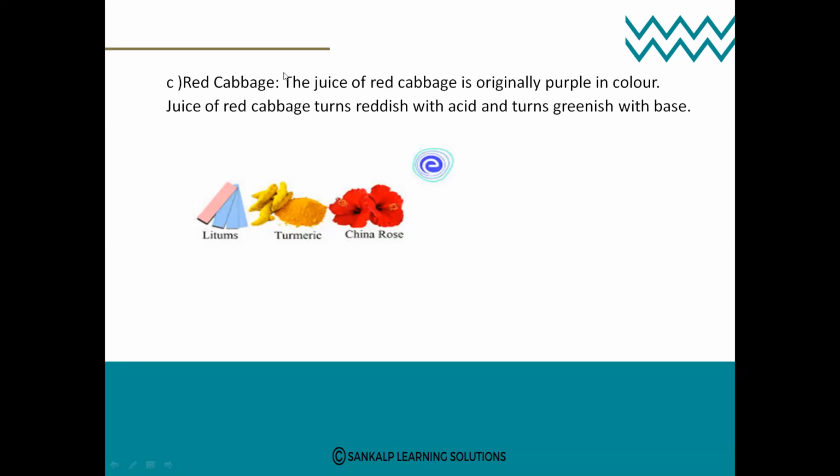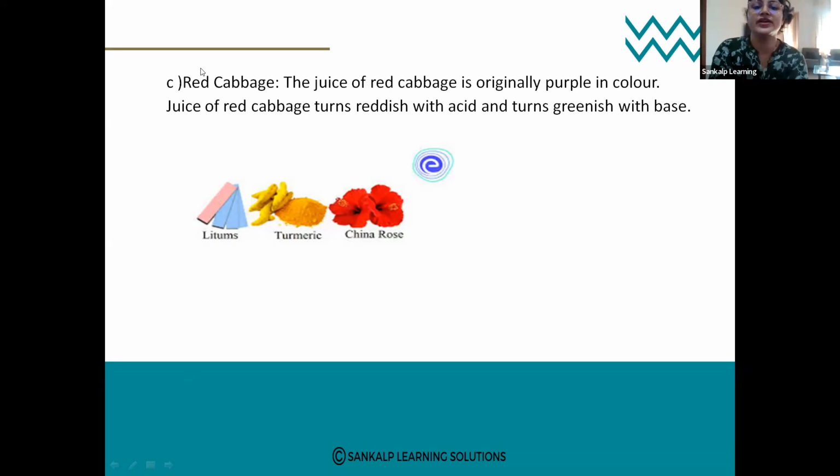Okay, so it is used as what? It is used as an indicator. It is also used as a natural indicator. To make this indicator, what is done? The fresh petals are left in warm water for some time until the water turns into pink color. The juice gets extracted from the flower and the water turns pink.